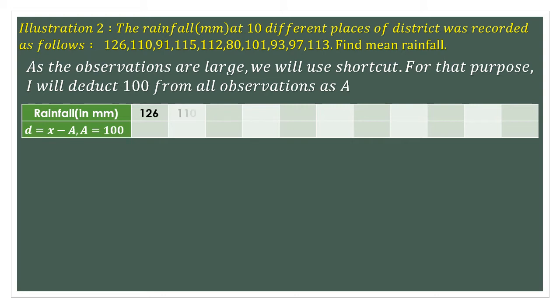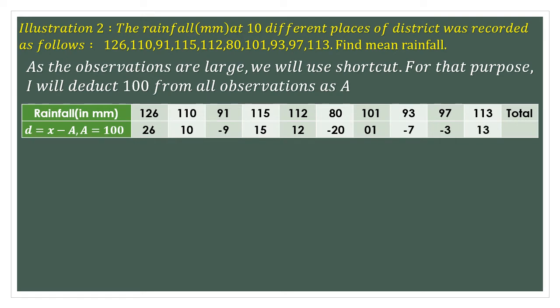Now I will write down the original data in the table as I'm doing it right now, and then we will also require the total. Now I have to deduct 100 from all these observations to make them smaller. So I will deduct 100 one by one. So remaining values will be 26, 10, negative 9, 15, 12, negative 20, 0, 1, negative 7, 3, and 13. So when I make a total of all these values which I got, that is the total of the deviation, I will get 38.